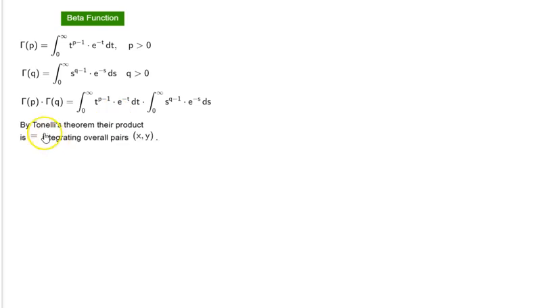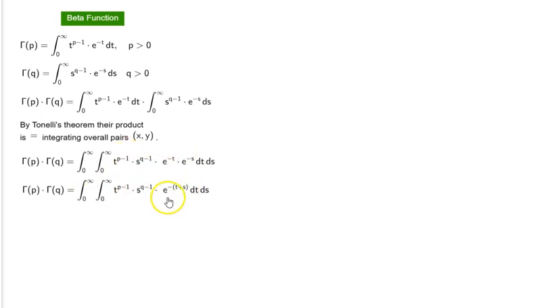And in the previous session, we have seen Tonelli's theorem says the product of these two integrals is equal to integrating over all pairs x comma y. So here, instead of x comma y, we have t comma s. Which means we can write it as a double integral. Gamma of p times gamma of q is equal to the integral 0 to infinity of t to the power of p minus 1 times s to the power of q minus 1 times e to the power of minus t times e to the power of minus s dt ds.